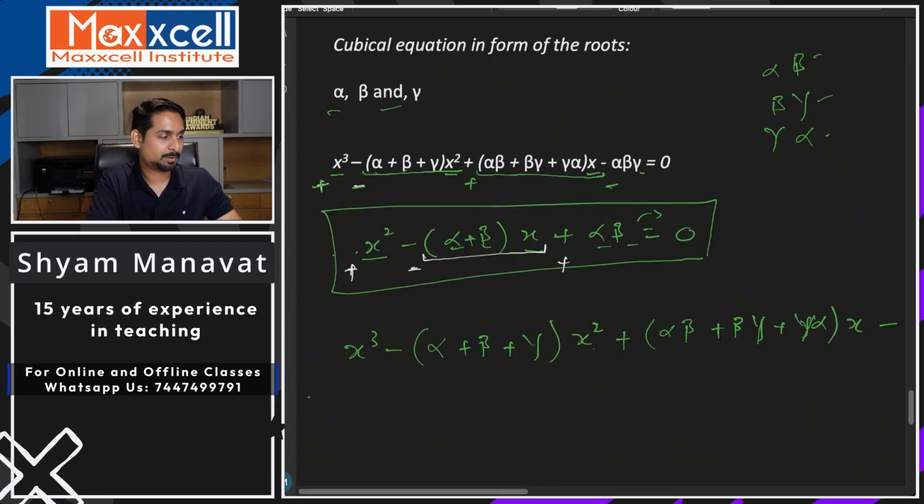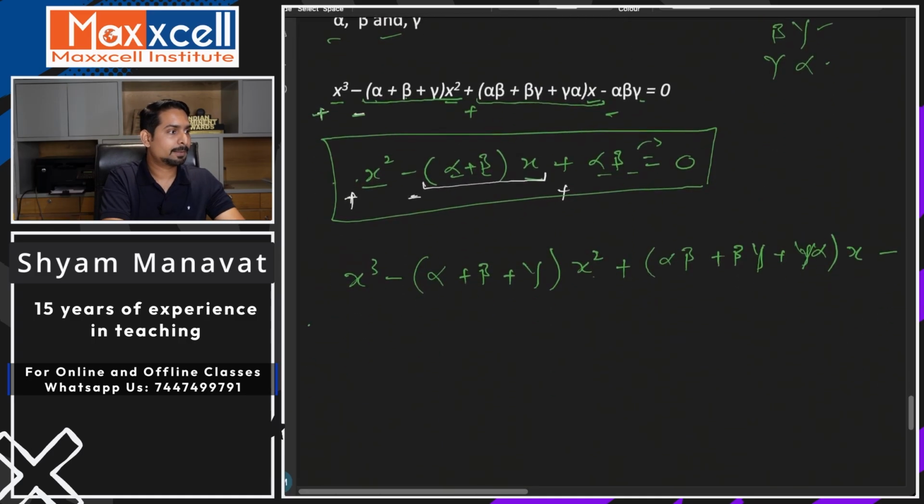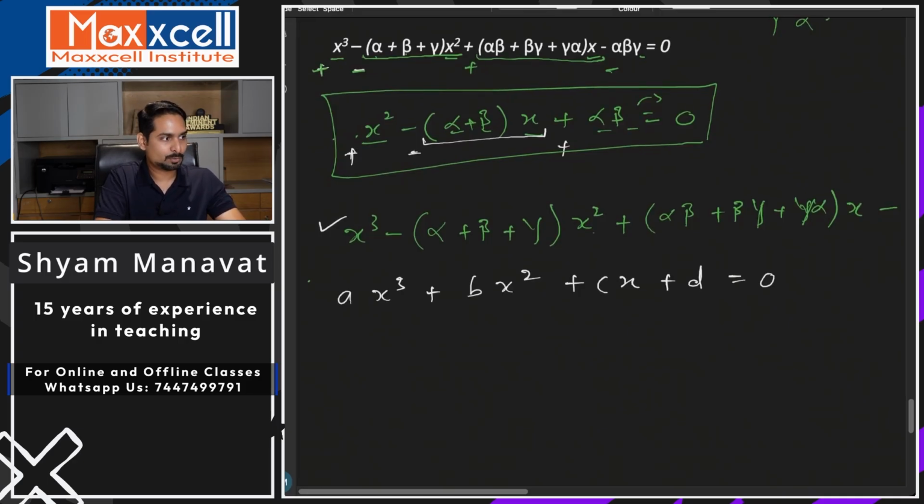roots. Okay. Now, in quadratic equation also we have seen sum of roots, product of roots. We can try here also. So, if you compare this cubical equation in terms of roots and a general form of equation, which is ax cube plus bx square plus cx plus d equals to 0. And here if I want to see the product of roots and sum of roots, what do we get?